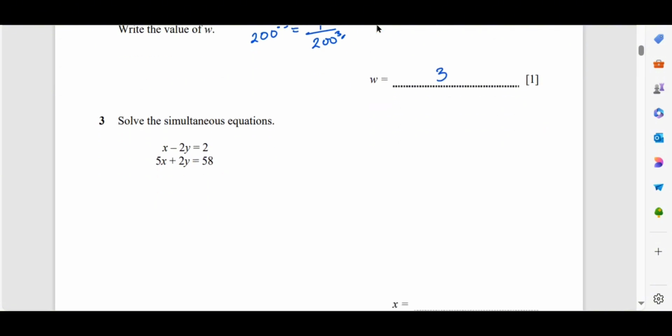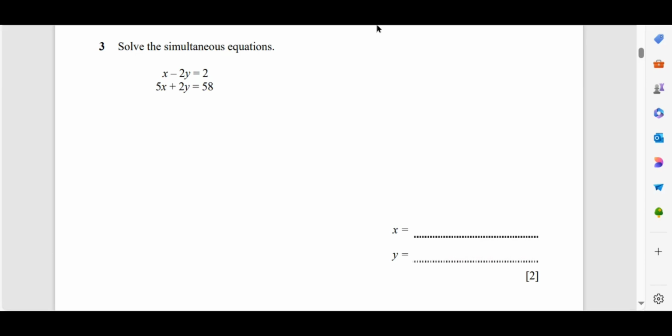Then coming to simultaneous equation, which is number 3. Of course, this is paper 1. You are not expected to use a calculator. So you have to use a method that is simple enough for you to solve without the use of a calculator. Now, in simultaneous equation, I always advise students to make use of the elimination method if no method is given to you, because it's a little bit simpler and straightforward.